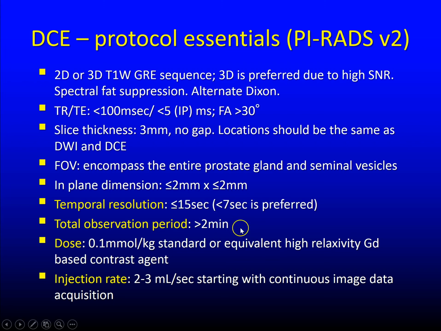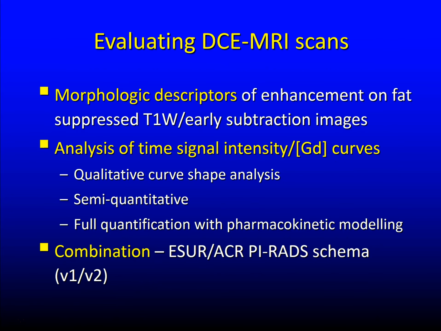And really the observation period doesn't need to be very long nowadays. We've taken that down to just over 2 minutes, and it just uses straightforward 0.1 millimolar per kilo of gadolinium contrast agent injected at about 2 to 3 cc's per second.